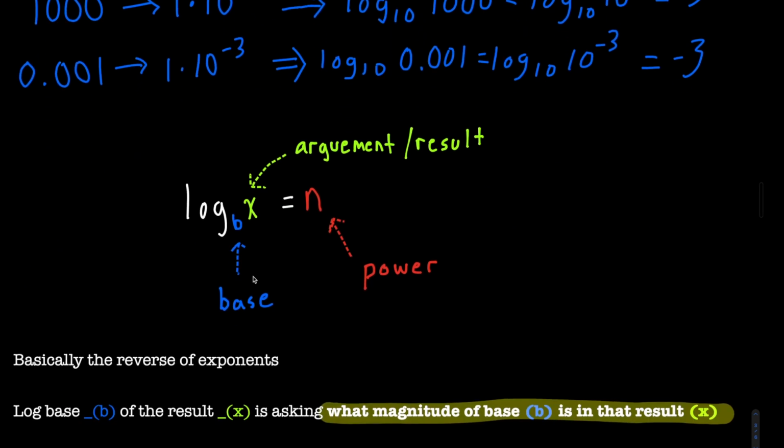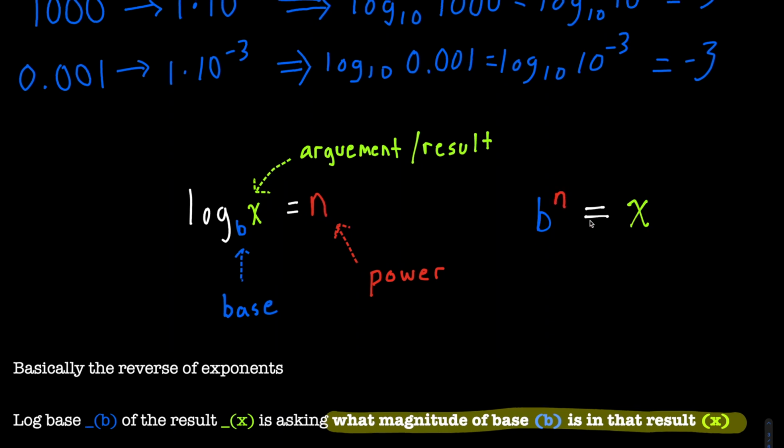So let's put that in terms. Again, log, this is our base. You don't always have to use base 10. We can use different bases, but most commonly we use base 10 because it's easy and applicable to many situations. And so we ask how much of this base is in that result. What magnitude, what power do I have to raise this base to get this result? This is how we express that: log base b of that result is equal to the power that we get. So this is basically the reverse of exponents, asking what power do I have to raise this base to in order to get that result?